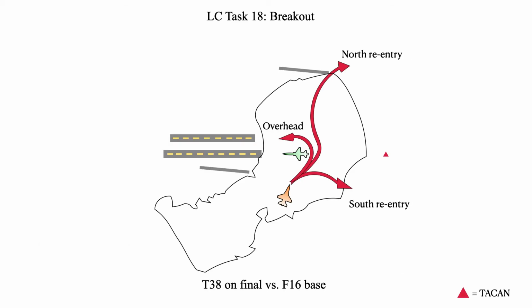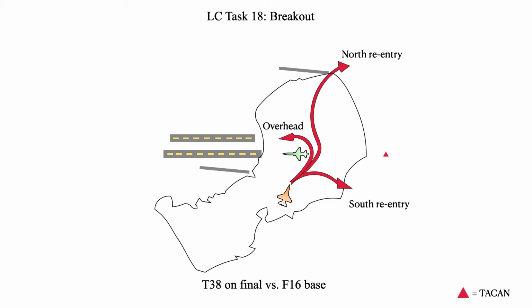In this example, I have an F-16 turning base with a T-38 that may be too close on final. So in this situation, I gave you 3 options that are possible. You could do a south reentry, transition to the overhead, or transition to a north reentry.